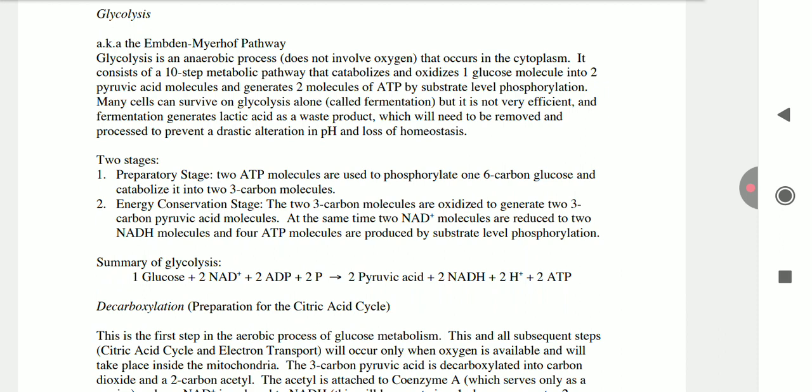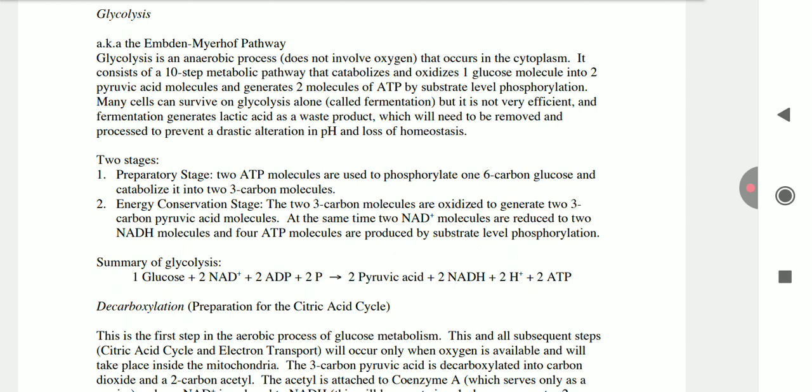Glycolysis, which is called the Embden-Meyerhof pathway, is an anaerobic process that occurs in the cytoplasm. It consists of a 10-step metabolic pathway that catabolizes and oxidizes one glucose molecule into 2 pyruvic acid and generates two molecules of ATP by substrate level phosphorylation. Many cells can survive on glycolysis alone, called fermentation, but it is not very efficient, and fermentation generates lactic acid as a waste product, which needs to be removed and processed to prevent a drastic alteration in pH and loss of homeostasis.